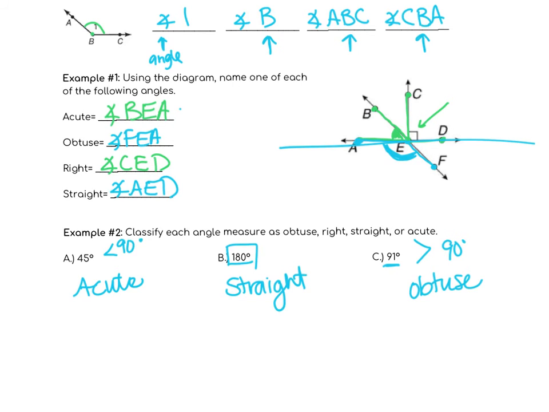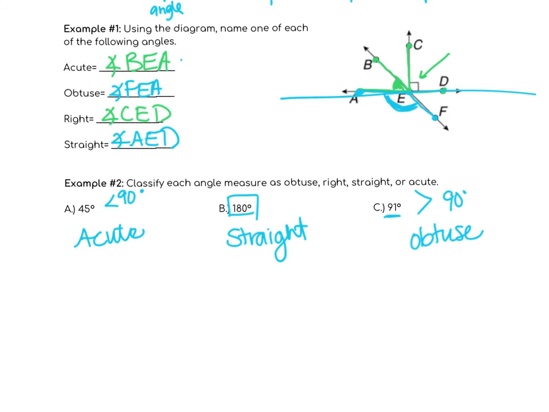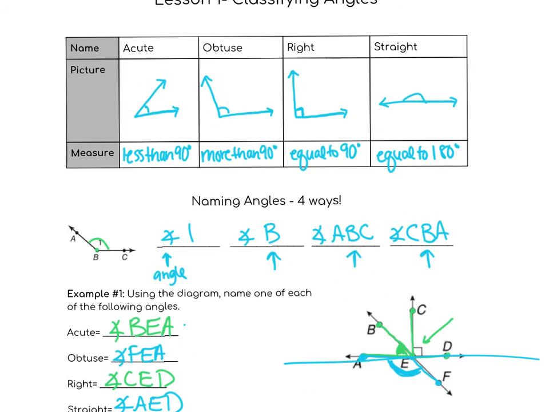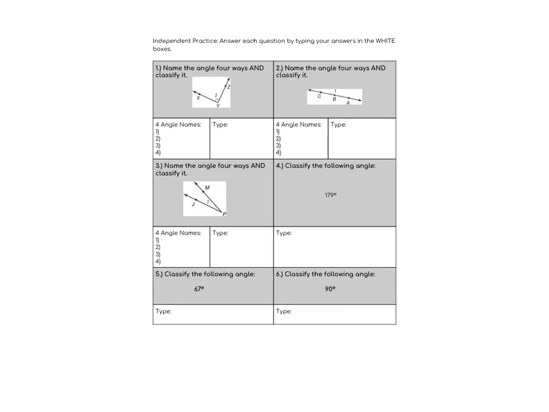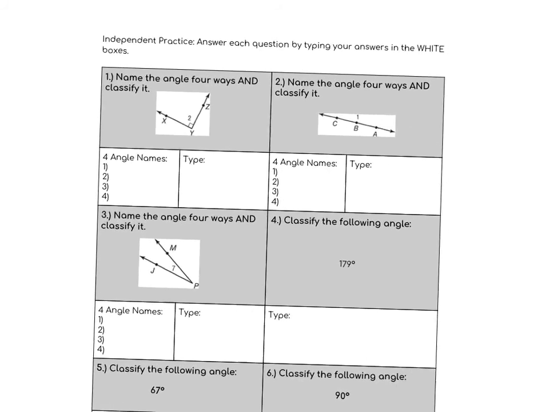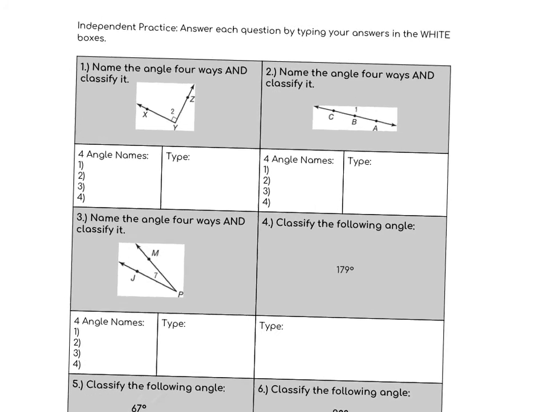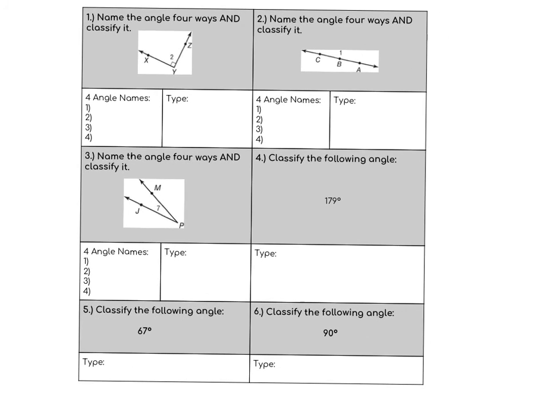Okay, so let's see what you guys have to do. Okay, so 4 ways, you're going to use all those. So, independent practice: answer each question by typing the answers in the white boxes. What I want for these, you're going to classify for 4, 5, and 6. Classify for 4, 5, and 6. So all you have to say is this is obtuse, acute, right, or straight. Same for 5, same for 6.